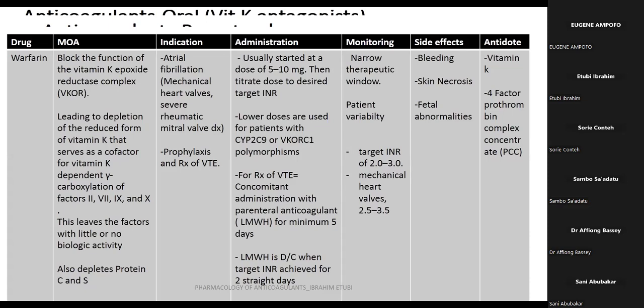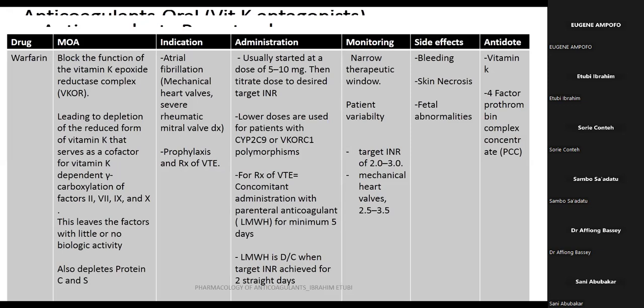So it is indicated in atrial fibrillation, like we know, when there are mechanical heart valves, or in the setting of severe rheumatic valve disease. And then it can be used as prophylaxis and treatment for venous thromboembolism. So the administration is usually at a dose of 5 to 10 milligrams, and then titrated to the desired target INR.